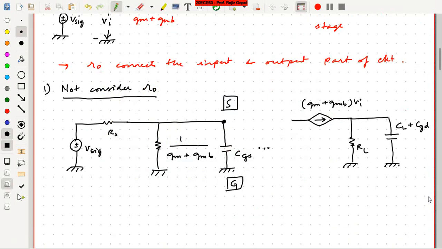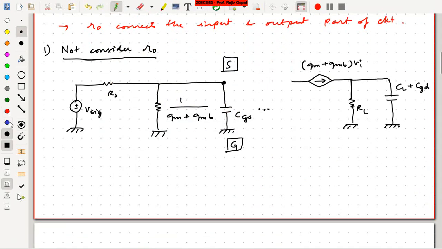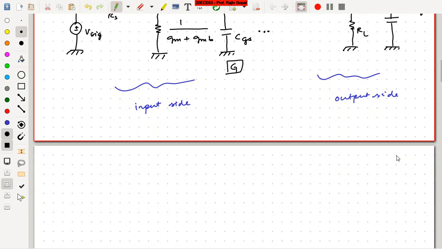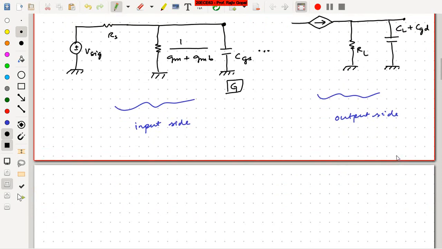So this will actually form my input side. This will actually form my output side. And before I forget, this is actually V0. All right. So I have an RC circuit at my input side, and I have an RC circuit at my output side. So for these two RC circuits, I can get two resonant frequencies, right?